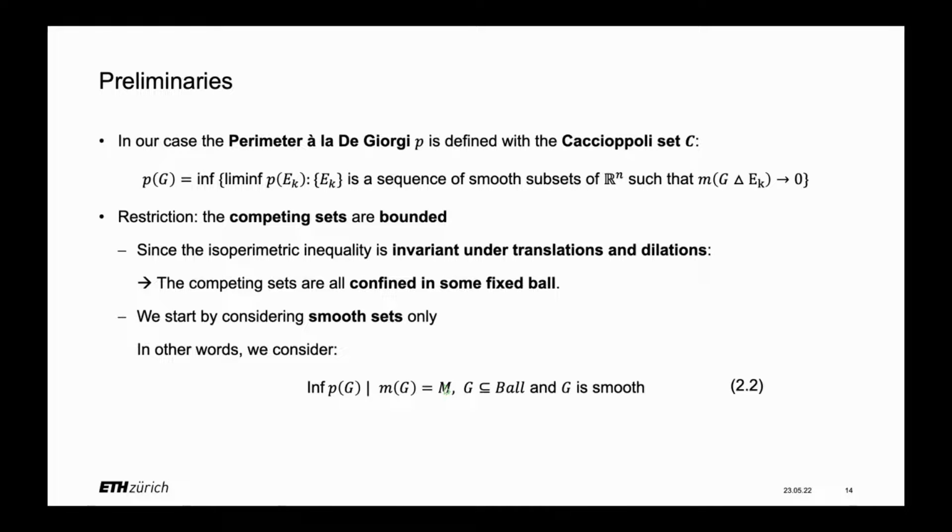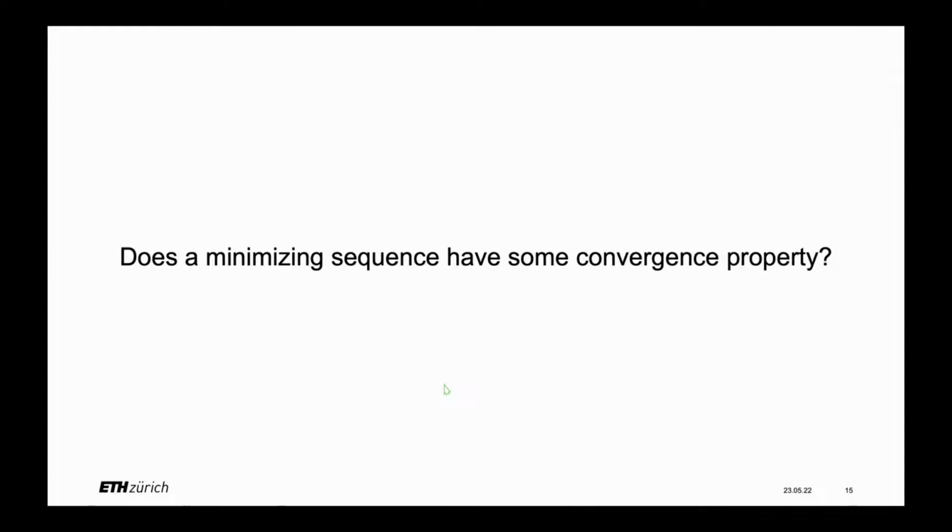In other words, combining everything together, we're looking at the infimum of the perimeter of G under the restriction that the measure of G is equal to M. I will elaborate on that in a second. And G is contained in a ball, so it's all confined in some fixed ball, and G is smooth. So now a question coming up is, does the minimizing sequence have some convergence properties? This is the first question we would have a look at.